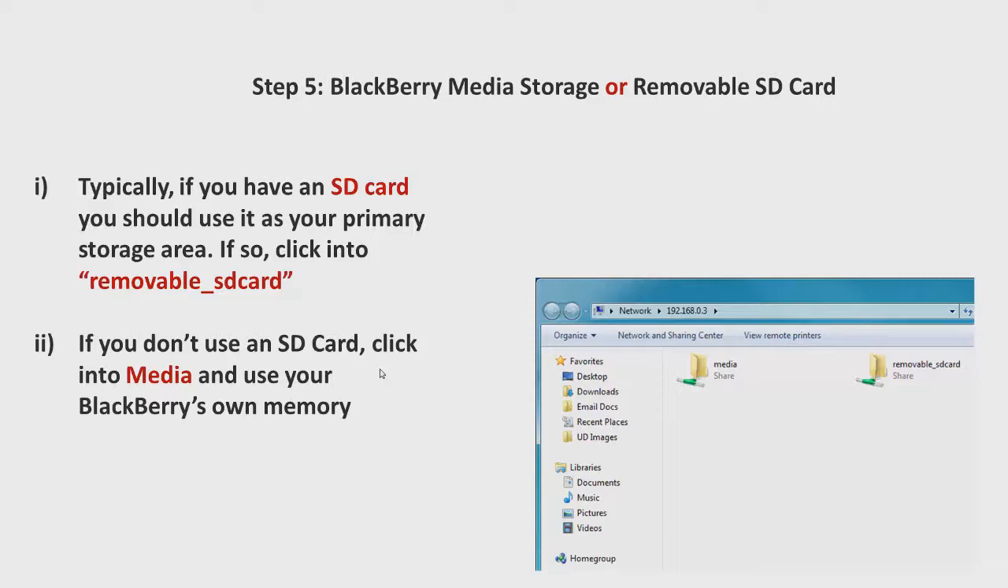So if you can, click into that folder, and then you'll see all the subfolders that you have set up on your BlackBerry. If you don't have a media card, that's okay too. Click on the media folder, and then you will see all the folders that are also set up on your BlackBerry's own memory.